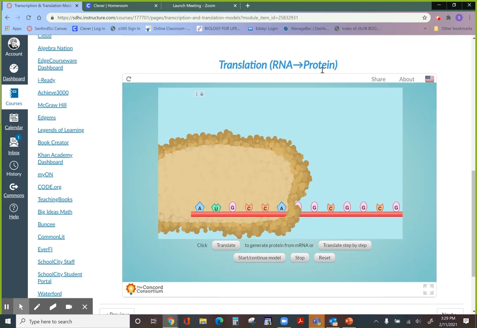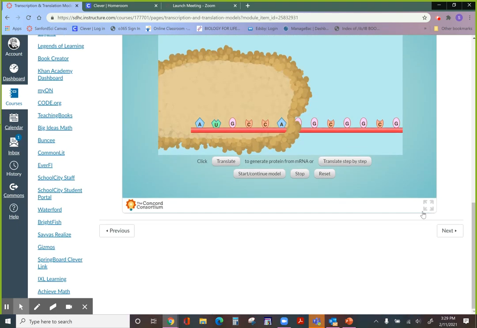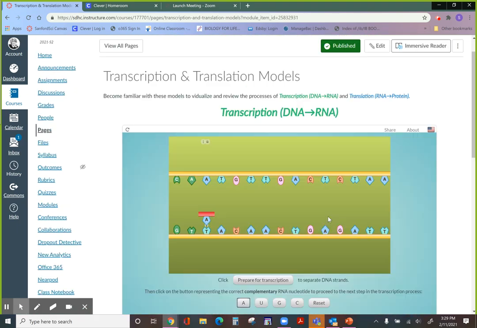Next, you have a translation model where that same strand of mRNA that you just created, you're going to use and translate into a protein. You can click translate and do the whole thing, or you can do it yourself step by step. And this will help you visualize that process. Once you're done playing with these models, and you can take as much time as you want to play with these models, there is a quiz.